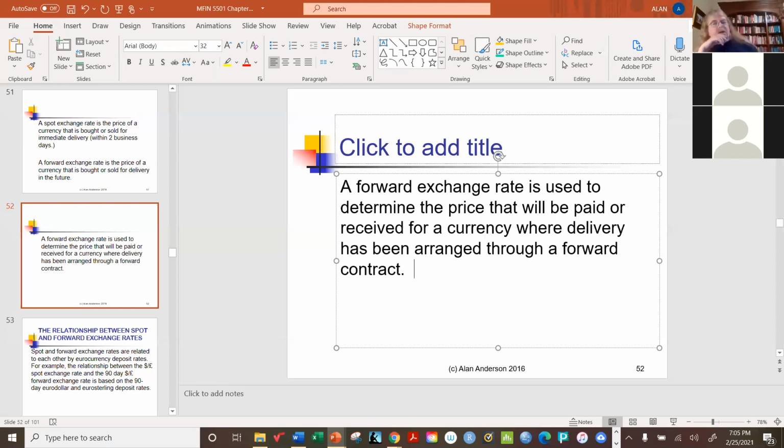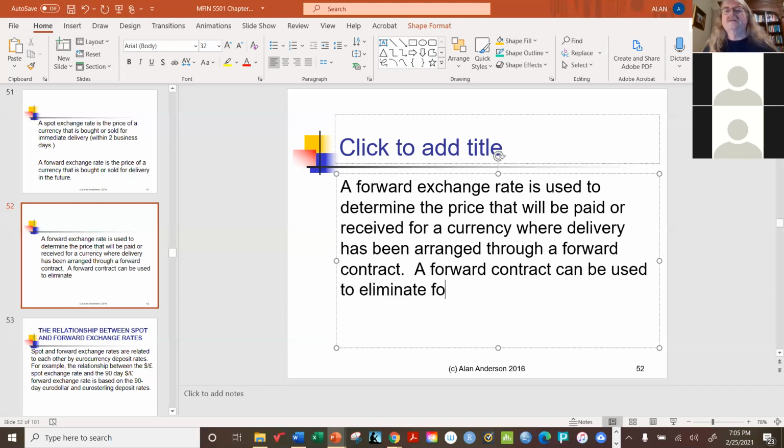Okay, so we talked about forward contracts. A forward contract means you enter into this contract and you agree to buy or sell a currency in the future, but the price is settled today, all right? And so a forward contract can be used to eliminate foreign exchange risk. That's the whole point, foreign exchange risk.